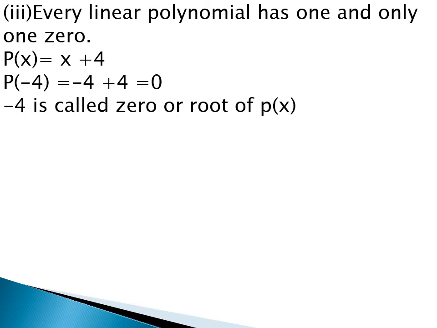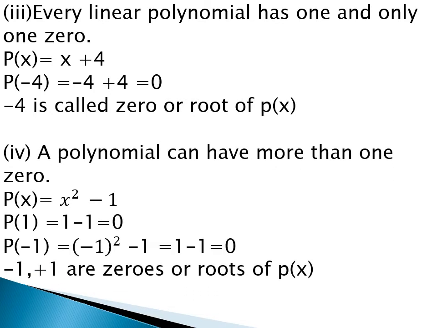So how many zeros did we get? 1 only. What is the degree here? The degree is also 1, and the root or zero is also 1. So we are saying that minus 4 is the zero or root of x plus 4. What conclusion can we make from this? Every linear polynomial has one and only one zero.